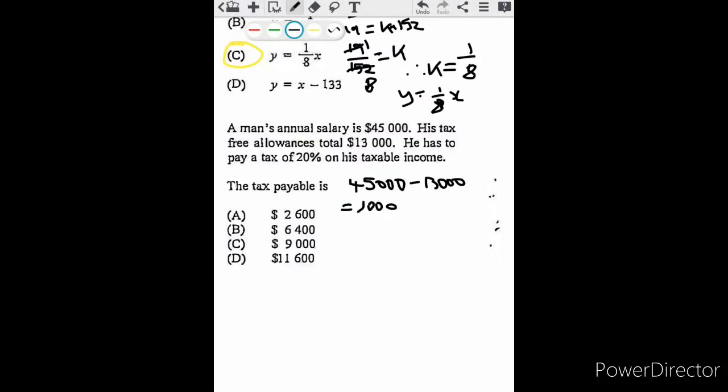Now this is taxed 20%, so we need to find 20% of 32,000. So we have 20 divided by 100 multiplied by 32,000 divided by 1. Simplifying this, we'll take the 2 zeros off of the 32,000 and 2 zeros off of 100. Simplifying this, we have 20 multiplied by 320, which would equal 6,400, which is B.